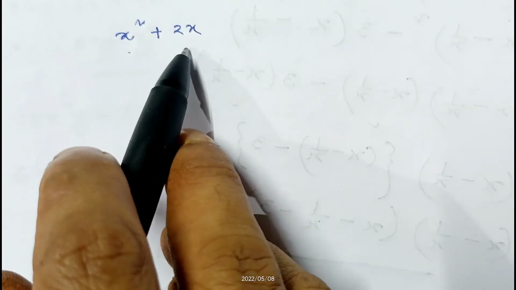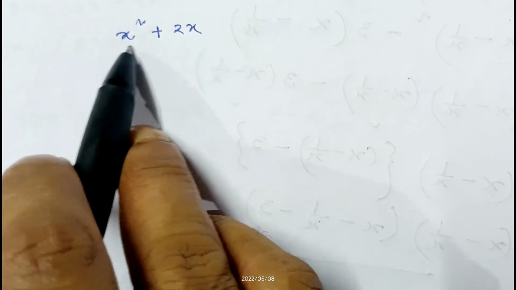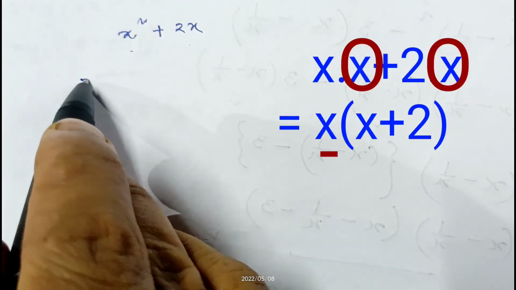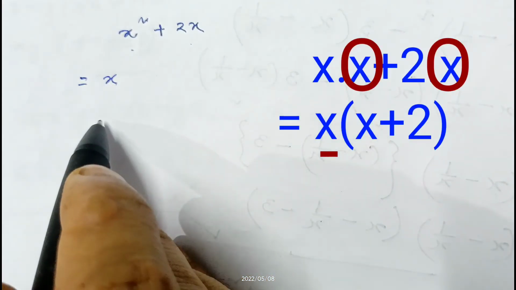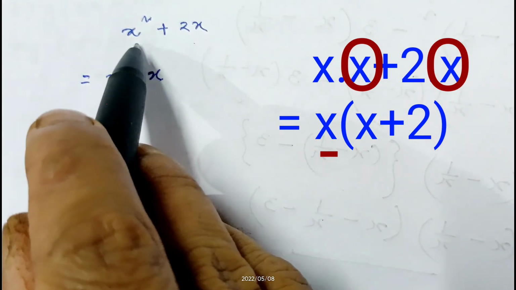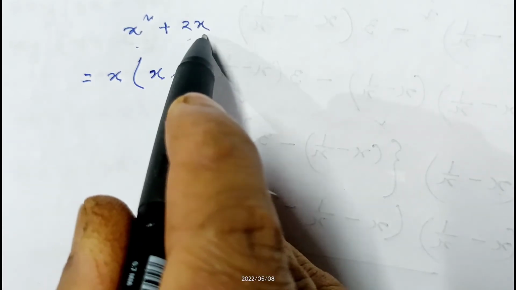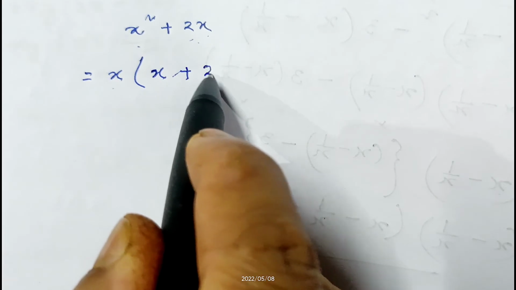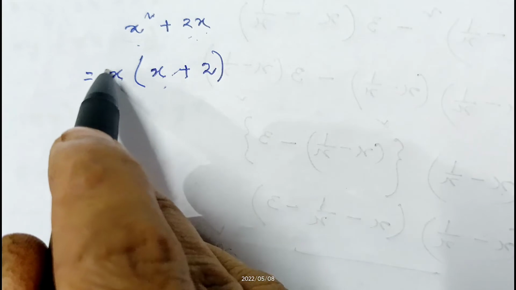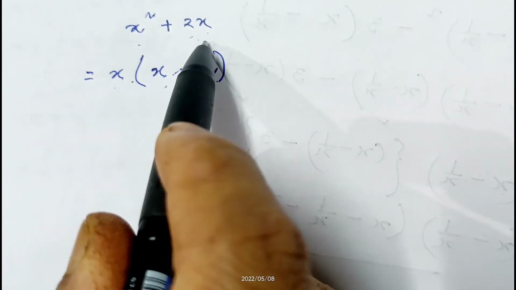Now, let me give another example. Here, the expression is x square plus 2x. Now, x square is one term, 2x is another term and x is common. So, if we write x outside as x is common, here we are left with another x, because it is x square, one x I have written here, another x is left, plus out of 2x, x I have taken common, so here 2 is left. So, this algebraic expression I have written as the product of x into x plus 2. So, I have factorized this algebraic expression.